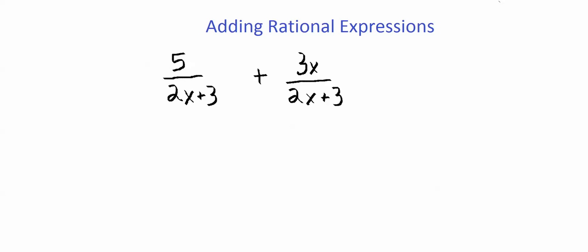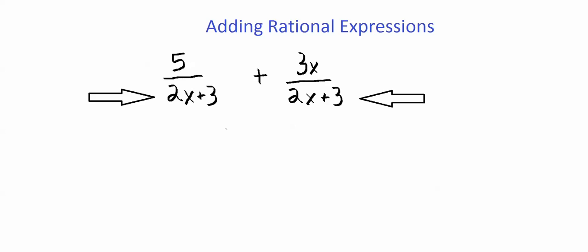So first, we're going to start with adding rational expressions. Now, for the first one, we have 5 over 2x plus 3 plus 3x over 2x plus 3. Knowing that our golden rule is to find the common denominator between all the fractions, we must first do so. So we look at both our denominators and we see that they both are 2x plus 3. So therefore we know that our common denominator is going to be 2x plus 3.